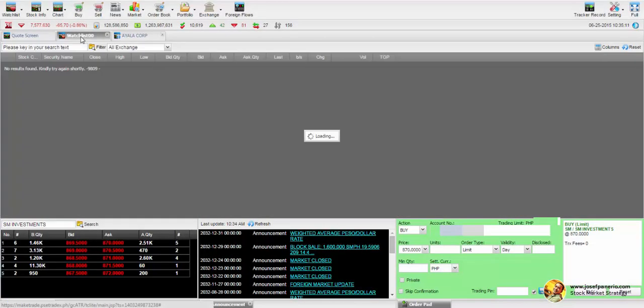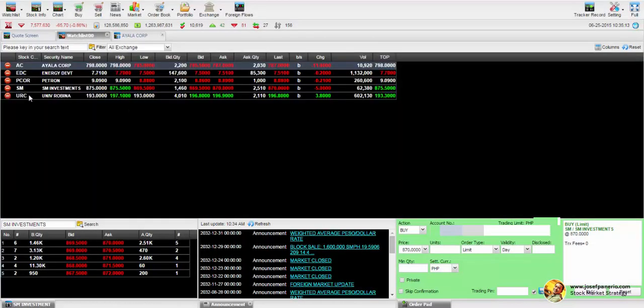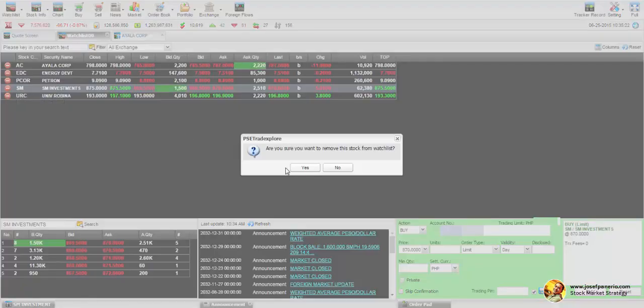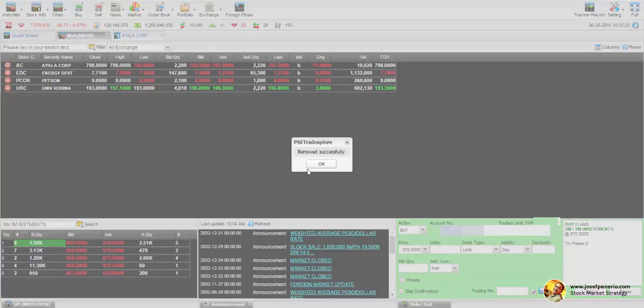Then we go to watch list 00. There, SM is already there. And if you want to remove a certain stock from your watch list, just click the left portion, the negative one, then yes. Okay.